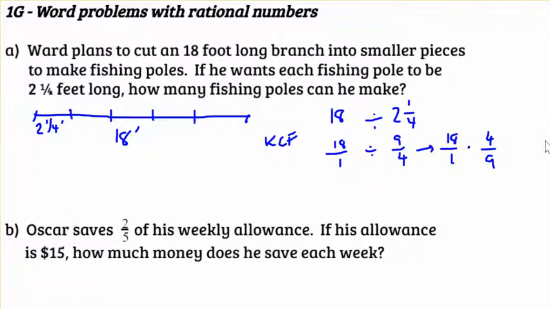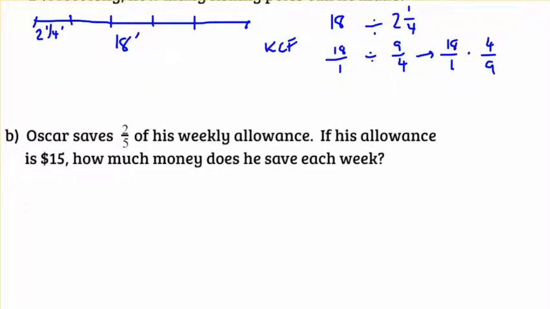Moving down to B, Oscar is saving 2/5 of his allowance, and his allowance is $15. Now let me just stop for a second. I want you to look at the answer that you wrote down and realize that you can't save more than what you get. If Oscar gets $15 a week, he can't possibly be saving like $30. 15 is the max that he can save because that's all he's getting. So kind of ask yourself, is my answer reasonable or not?